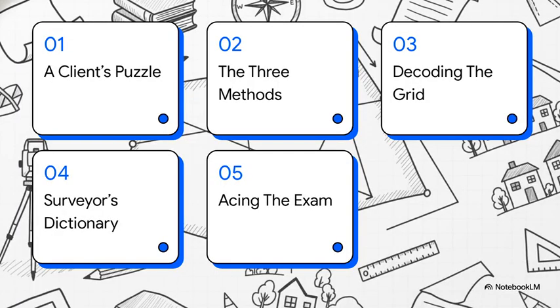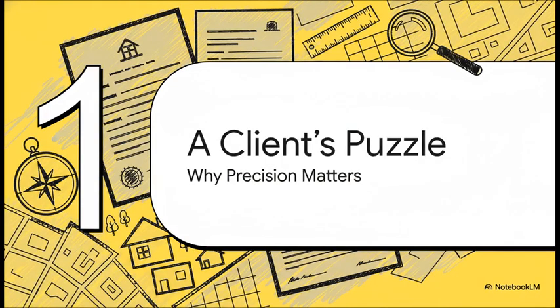Over the next few minutes, we're going to build your entire toolkit for this. We'll start with why this is so critical. Then we'll break down the 3 methods you have to know. After that, we'll dive into the government grid. Yeah, the math part. Then we'll do a rapid-fire vocabulary round, and we'll finish up by showing you the common traps the exam will set for you. Let's do this. Okay, first up, a client's property puzzle.